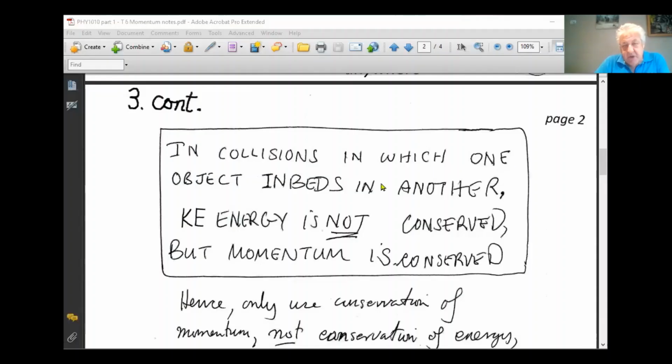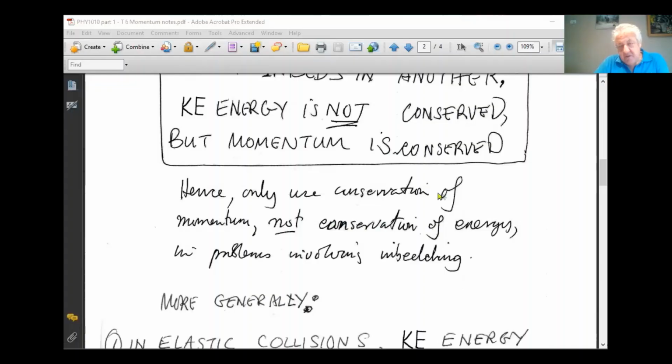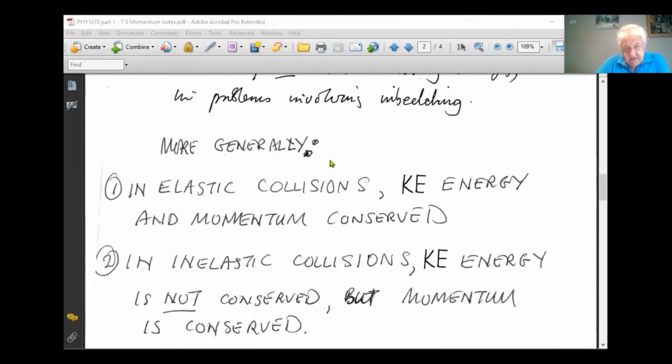In collisions in which one object embeds in another, kinetic energy is not conserved, but momentum is conserved. Hence, only use conservation of momentum, not conservation of energy, in problems involving embedding. There are other examples which I'm going to go through on the whiteboard, and I'll include this one as well.